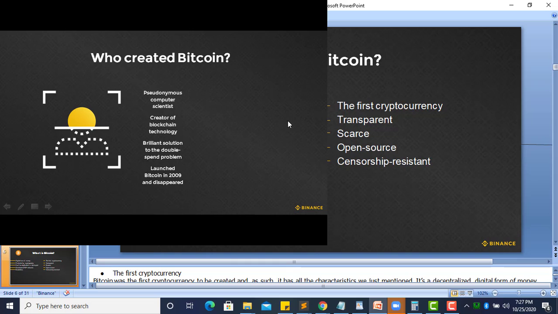Who created Bitcoin? It's a question that everyone has been asking. Who is that person? The person who created Bitcoin is not known. The first Bitcoin was created in 2008. I mean, it was not even created in 2008. When it was really launched was 2009. In 2008, what came out was the white paper, that is the roadmap, the blueprint, or the proposal of what Bitcoin is.